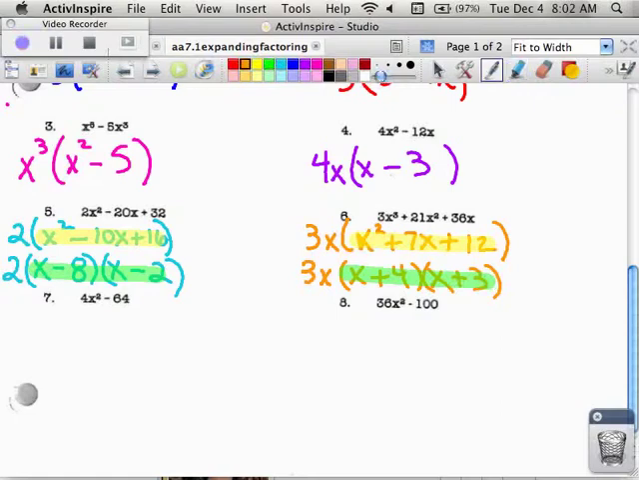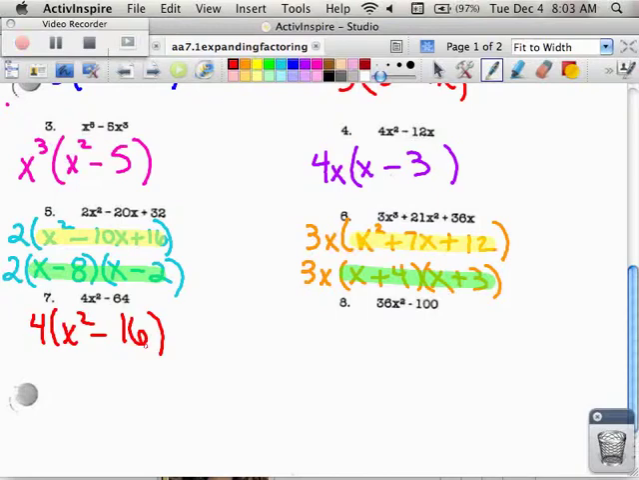In the last 2, we'll discover something kind of interesting. In the last one on the slide, that is, in number 7, I see 2 things. But before I do anything with those 2 things, I ask myself, is there anything that can go into both a 4 and a 64? Well, 4. So I pull out the 4, and left over, I still have an x squared, because 4 times x squared is that x squared. There's a minus sign, and 4 times 16 is 64.